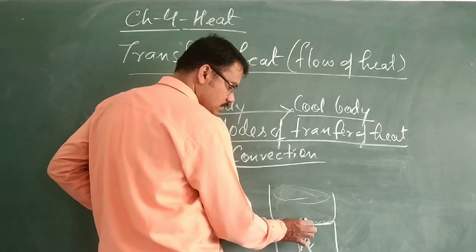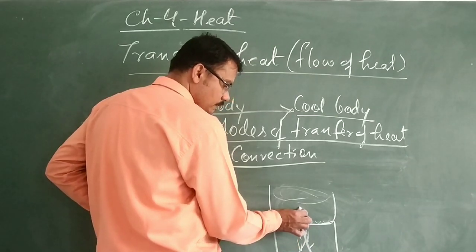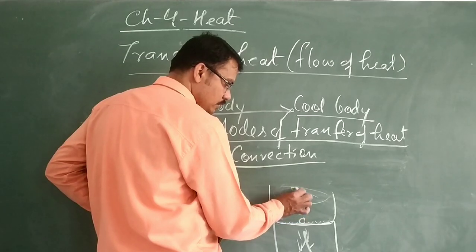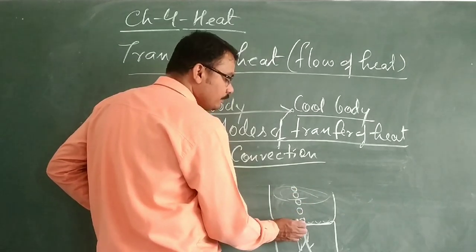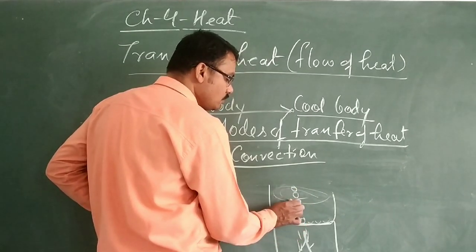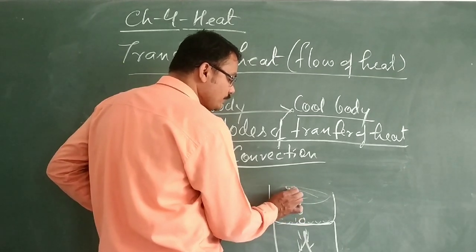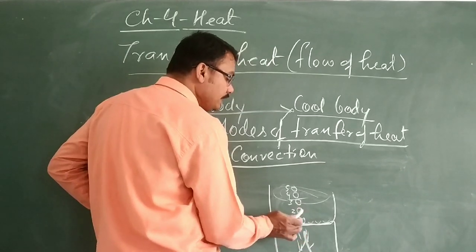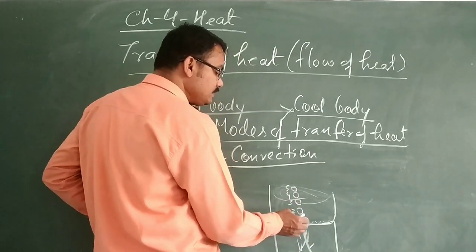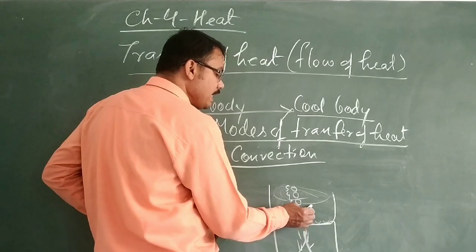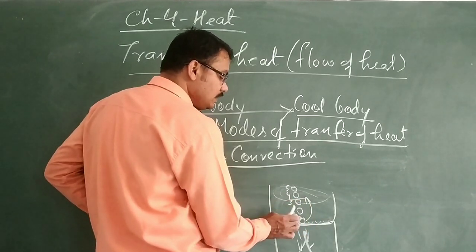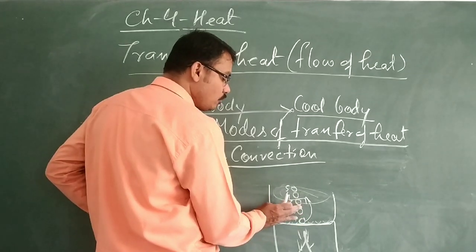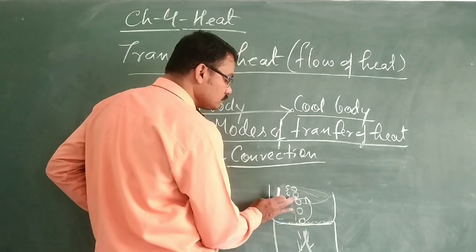suppose the molecules here, the molecules here, the molecule here, the molecule here, and the molecule here. This is the first one, this is the second one, this is the third one, this is the fourth one, this is the fifth one. First, this first molecule gets heated. It rises up. And as soon as it rises up, there will be empty space here. The second molecule will come down.